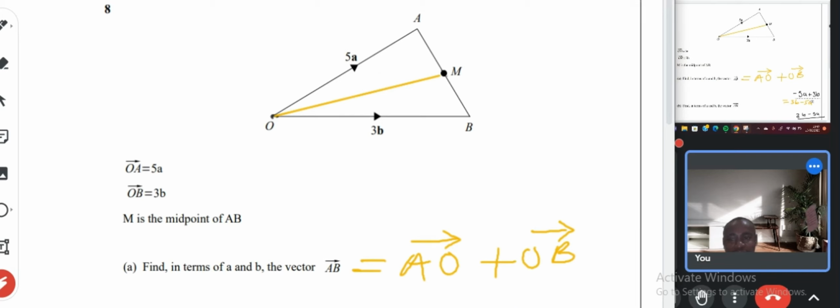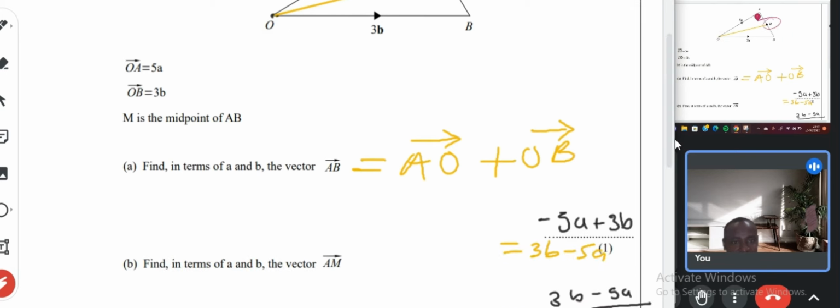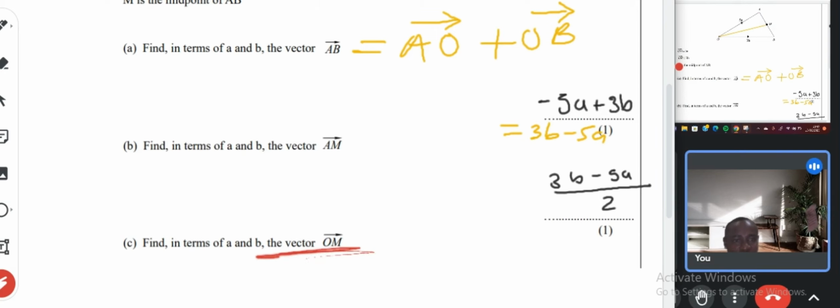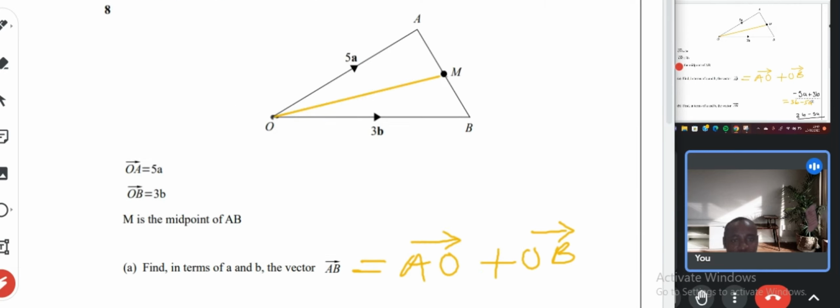Yes, you do. You want to walk from O to M, isn't it? Because the question is asking us to find OM, isn't it? Look at it, OM. You want to scroll down a bit? Okay, so we're looking for the vector O to M. So we want to find O to M.